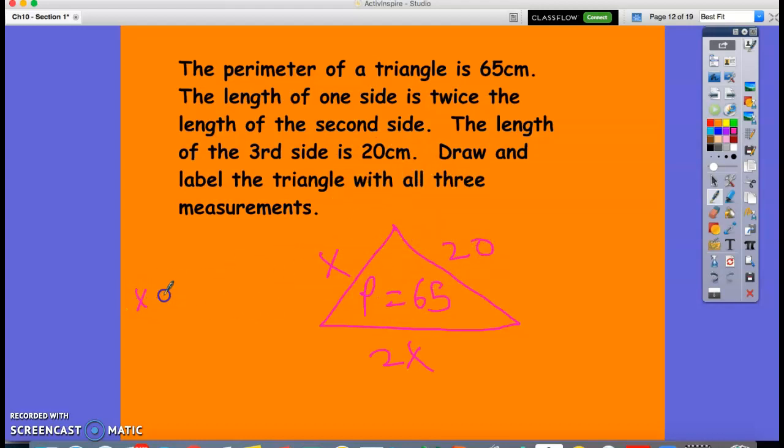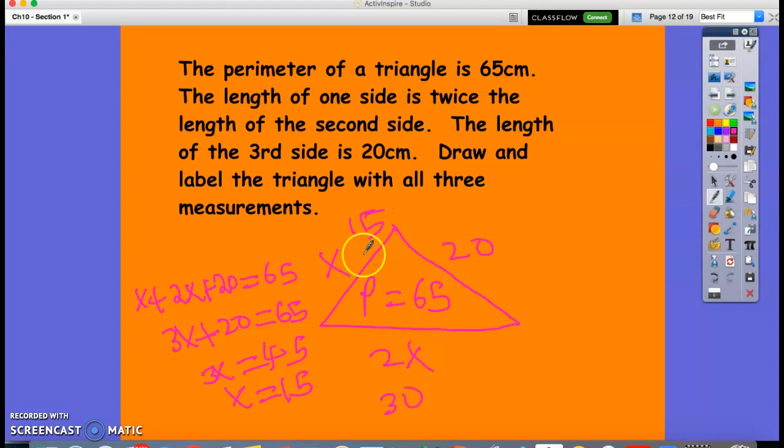So x plus, and you are given the perimeter 65, right? So x plus 2x plus 20 equals 65, or 3x plus 20 equals 65, 3x equals 45, or x equals 15. So this is 15 and this is 30. So 15 plus 30 is 45, 45 plus 20 is 65. So we got the correct answer.